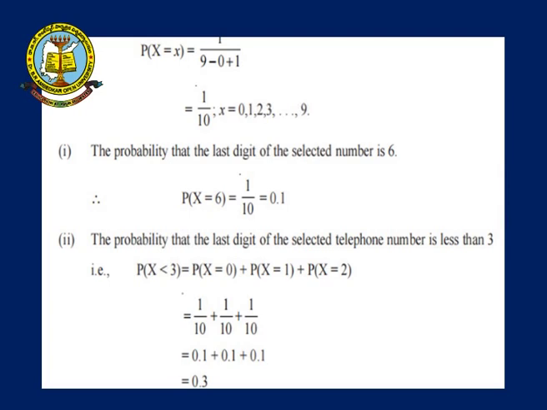The probability of X equal to 0 is 1 by 10, the probability of X equal to 1 is 1 by 10, and the probability of X equal to 2 is also 1 by 10. Add these three: 1 by 10 plus 1 by 10 plus 1 by 10, that is 0.1 plus 0.1 plus 0.1, which becomes 0.3. Therefore, the probability that the last digit of the selected telephone number is less than 3 is 0.3.